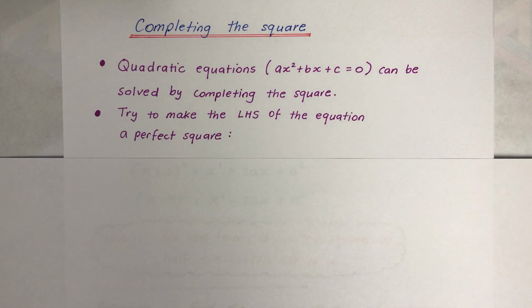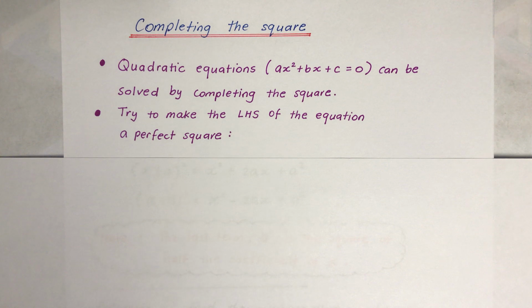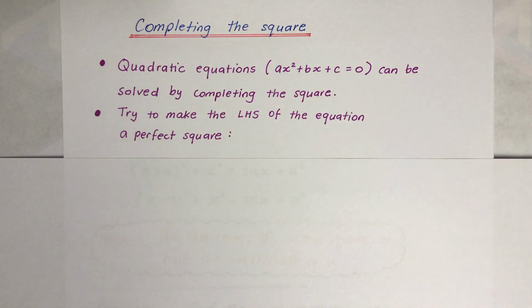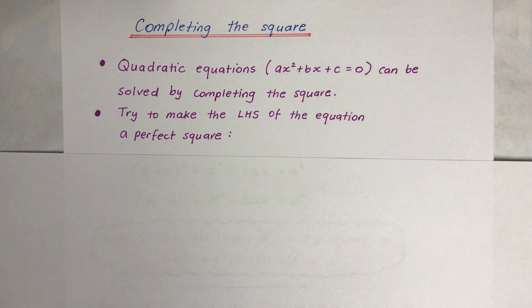Okay, completing the square. Now quadratic equations, such as ax squared plus bx plus c equals 0. So quadratic just means the power of 2, okay? Can be solved by completing the square. Now we need to try to make the left-hand side of the equation a perfect square.